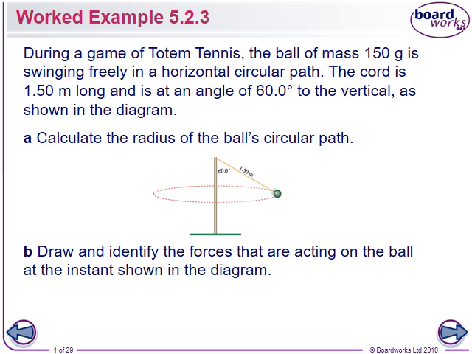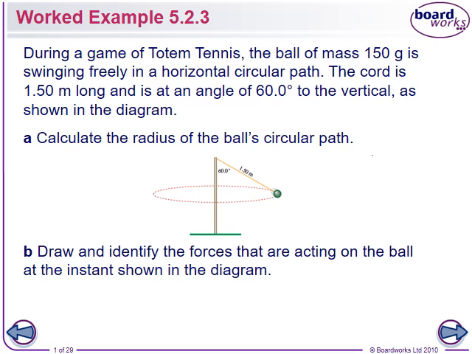During a game of totem tennis, the ball of mass 150 grams is swinging freely in a horizontal circular path. The cord is 1.5 metres long and is at an angle of 60 degrees to the vertical as shown in the diagram. Calculate the radius of the ball's path. So our radius is there.